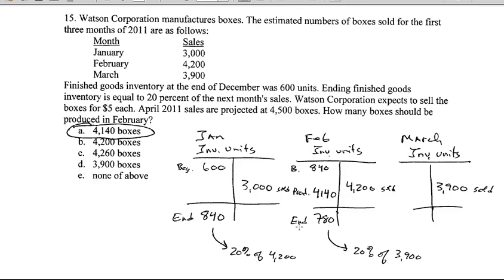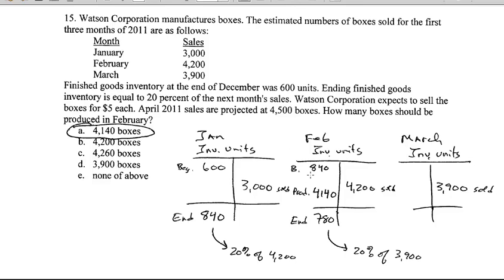We're worried about February. It tells you that we expect to sell 4,200 in February, so we've got to figure out how many we need to make. So we're going to sell 4,200. We would have 780 left. We know that to come up with ending, it tells you that it's 20% of the next month's sales. So the sale that follows February is March. So 20% of 3,900 gives you your ending inventory of 780. So 4,200 plus 780 minus the beginning inventory.